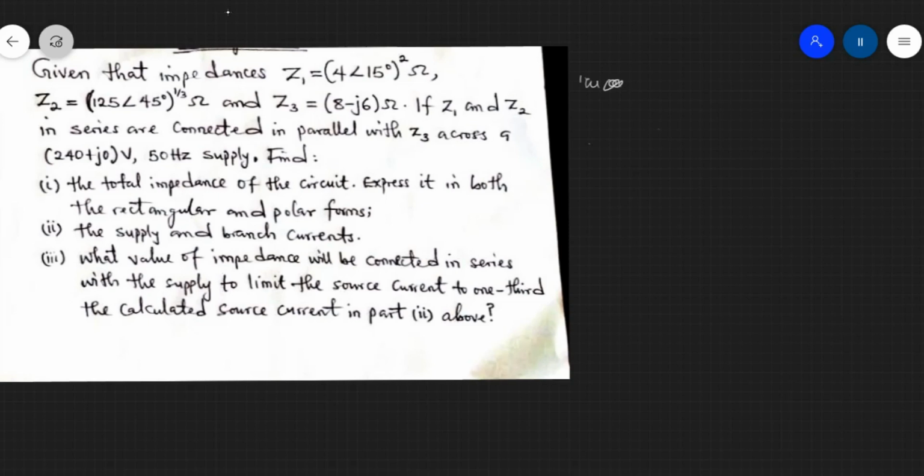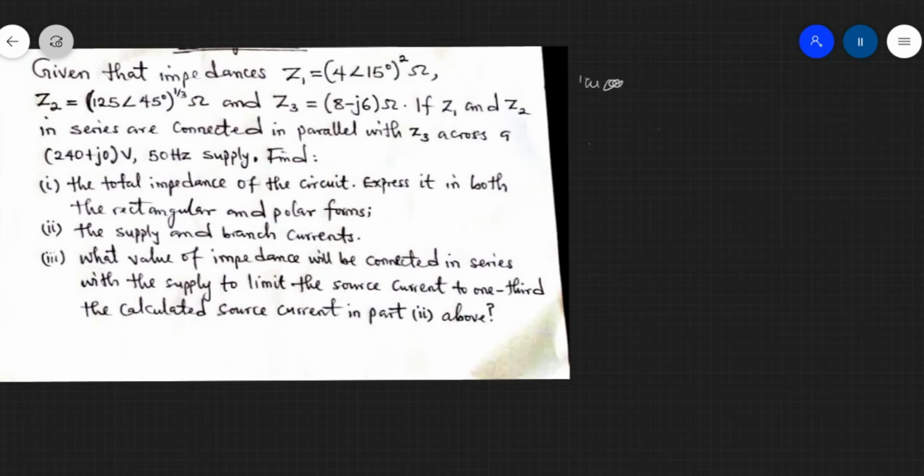Now, I want to assume you already know how to use your calculator to interplay between polar form and rectangular form. These are forms in which you can express values in electrical engineering. Now, the supply and the branch current, that's the second question. The third one is what value of impedance will be connected. Well, let's leave this thing that looks jangled. Let's take your mind back. Let's see if we can construct the circuit.